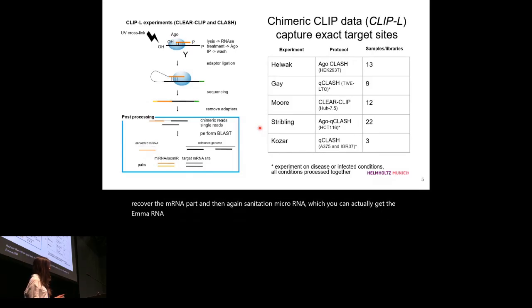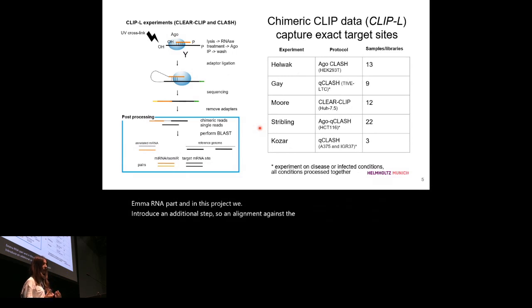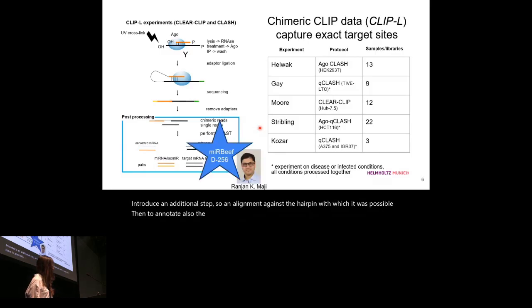And in this project, we essentially introduced an additional step, an alignment against the microRNA hairpin, with which it was then possible to annotate also the variants. And if you want to know more about CLIP and CLIP-L, there's also a poster presented by my collaborator Ranjan that talks about how we benchmark different deep learning methods on this kind of data.